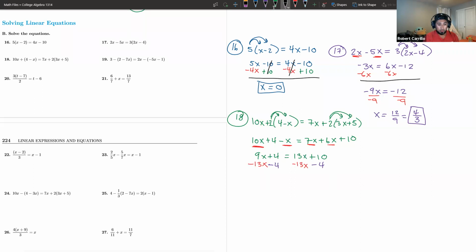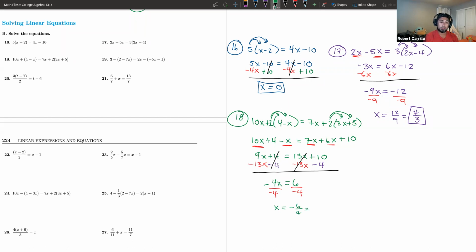All right. Do my process line, and my 4's cancel here. My 13x's cancel there. And what I'm left with is 9x minus 13x, which gives me negative 4x, equal to 10 minus 4, we get 6. Okay. Now, solve for x, divide by negative 4. And we are left with positive x equals negative 6/4, which can reduce.